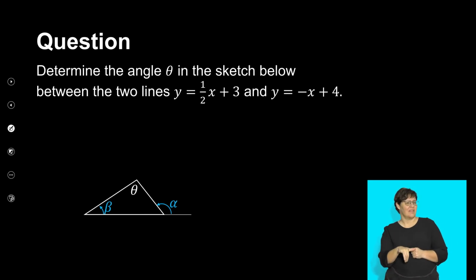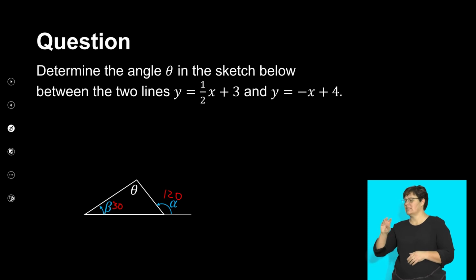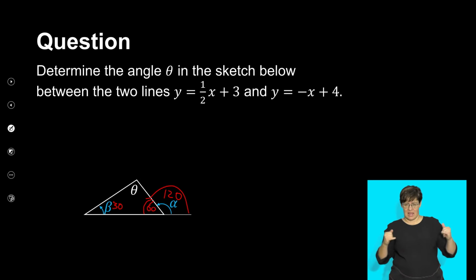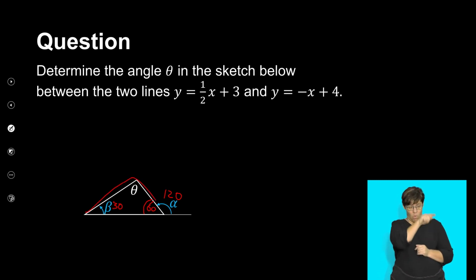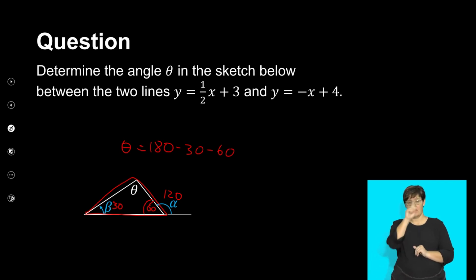Does everybody see here that if this, let's give these random values, if this was 30 and this was 120, it would be quite easy to calculate what theta is. I can go and work out that this angle is 60 using angles on a straight line. And then, because I know that all the angles in a triangle add up to 180, I can go say theta is equal to 180 minus 30 minus 60. And I can work out what theta is.